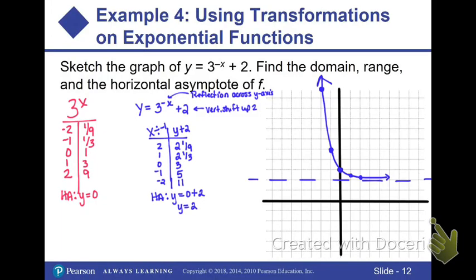All right, so video 4. I forgot to finish example 4 here because I forgot to do the domain and range. We talked about what the horizontal asymptote was, but I still got to do the domain and range.